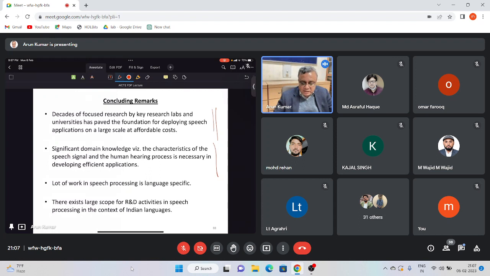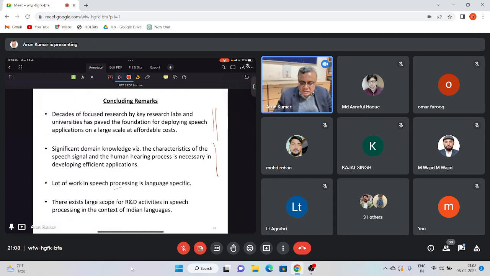Simply applying, like nowadays you have learning, deep learning techniques, etc. But one can apply deep learning techniques blindly, but a knowledge of the speech production or the signal of interest, that is the domain knowledge, becomes important ultimately in developing efficient applications.